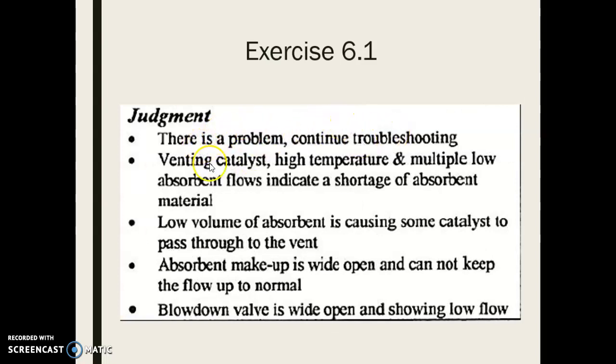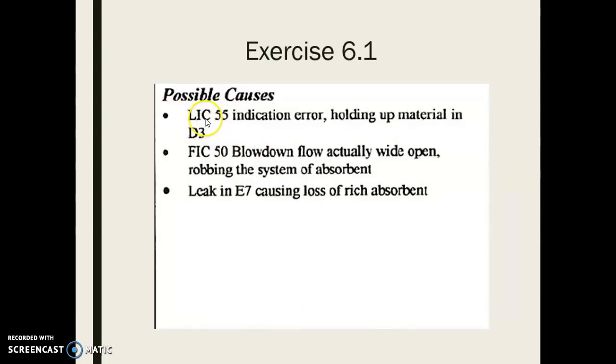Okay, so we have a problem. We're venting catalysts and we have a high temperature, and multiple low absorbent flows indicate a shortage of the absorbent material. Low volume of absorbent is causing some catalyst to pass through to the vent, and then the absorbent makeup is wide open and cannot keep the flow up to normal. The blowdown valve is wide open and showing low flow. So is LIC 55 indication an error, holding up material in D3? That's our absorber. Is FIC 50 blowdown flow actually wide open, robbing the system of the absorbent? And then could there be a leak in E7 causing the loss of the rich absorbent?